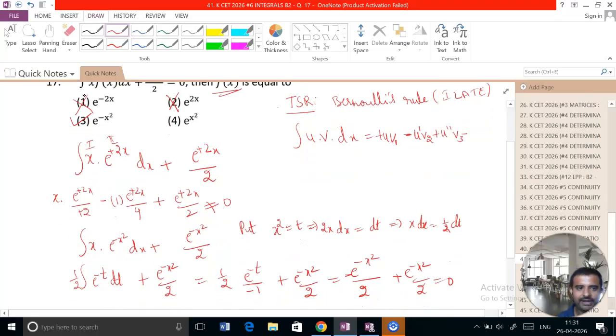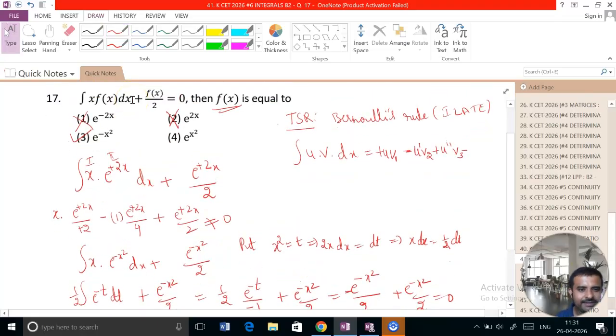I hope you all got it. It takes time, but compared to other questions, for some questions it will take 20 to 30 seconds or 10 to 20 seconds. You can save the time there and invest it here. That will be the best method when it comes to KCET, the best practice. So here option 3 is the right answer. I hope you all got the answer for this.